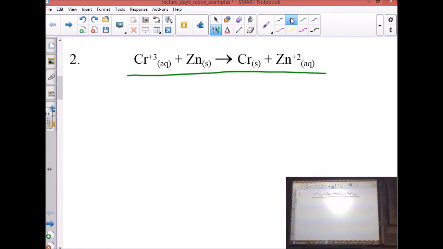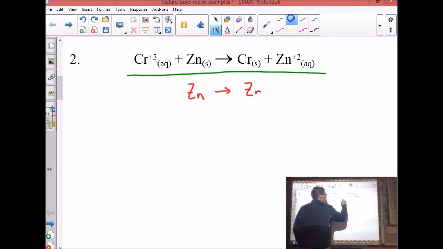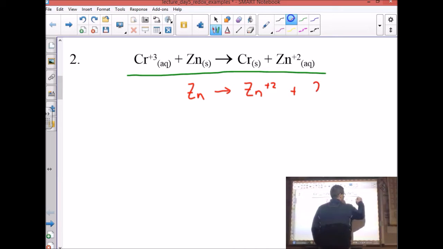All right, so which one do you want to start with? The chromium plus 3 or zinc? Zinc. Zinc it is. So we'll go zinc, and if you want to start with chromium, you could do that. It's not going to change anything. Your notes don't have to look like my notes. It's all right. All right, so is zinc being oxidized or reduced? Oxidized. It's becoming more positive because it's losing electrons.